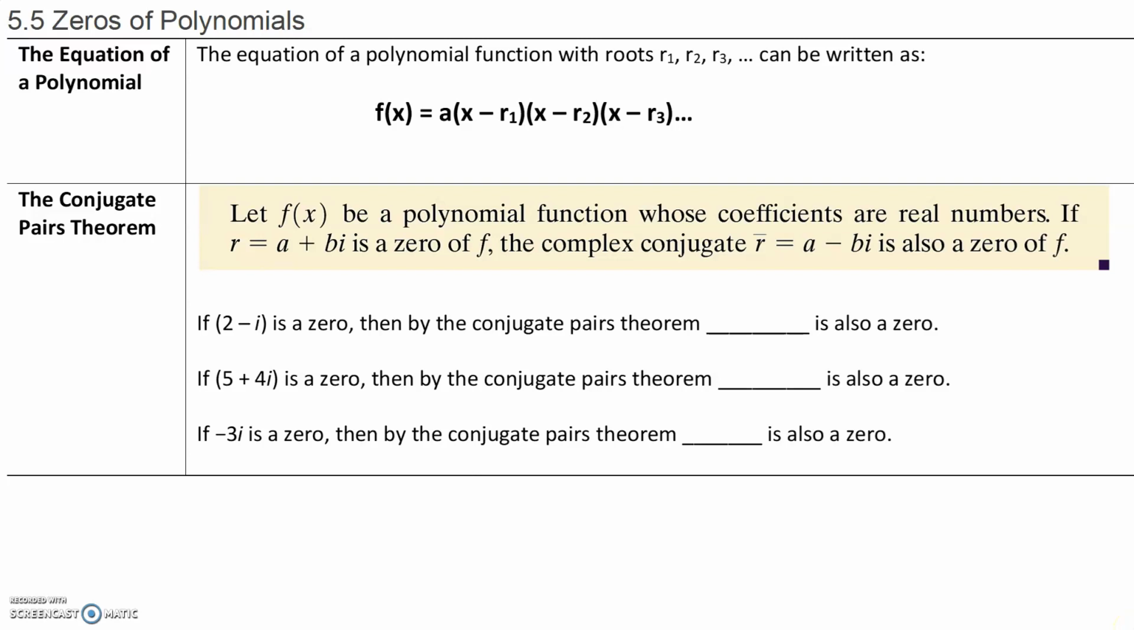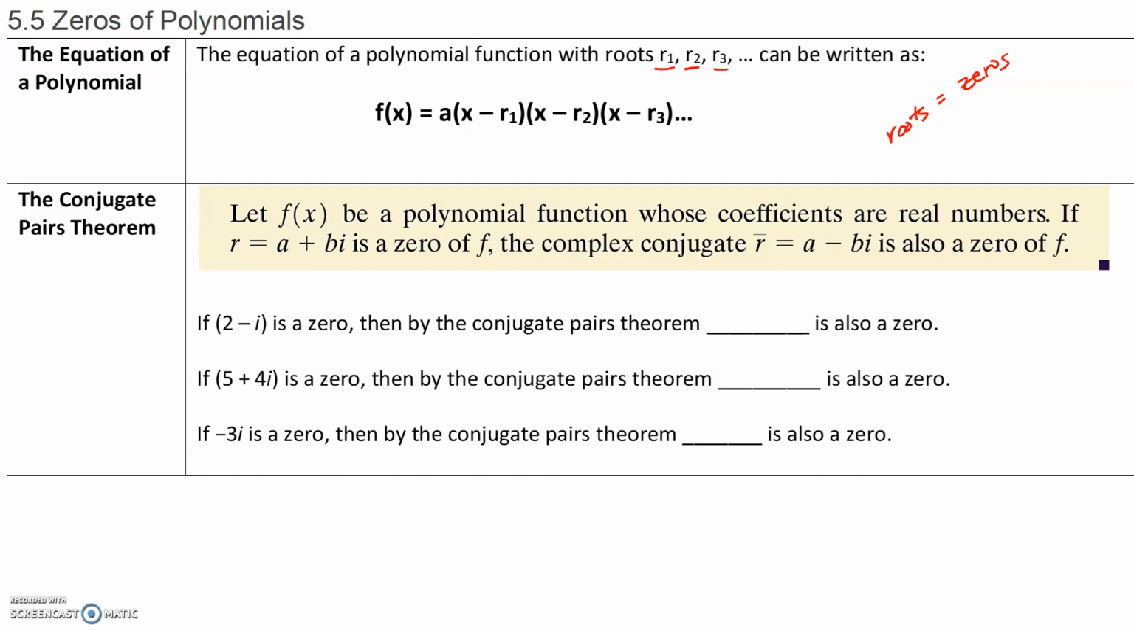In this section, we will talk about the zeros of polynomials. First off, the equation of a polynomial is given in the form f of x equals a times (x minus r1) times (x minus r2) times (x minus r3), where r1, r2, r3, etc., are the roots or the zeros of the polynomial function. Just to make it clear, roots and zeros are synonymous. These are the values that make the function have a value of 0.